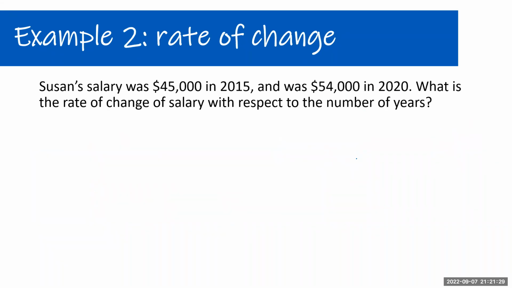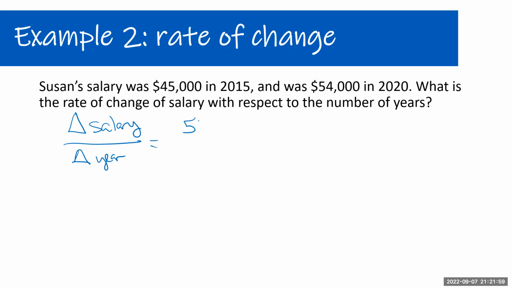Great place to pause and make sure that you're understanding things. But Susan's salary was $45,000 in 2015 and it was $54,000 in 2020. What is the rate of change in salary with respect to the number of years? So change in salary, I'm going to use the delta here. If you guys have taken science, you'll see that that just means change in salary over the change in year. So how many dollars per year is she changing? That's what we're looking for here.